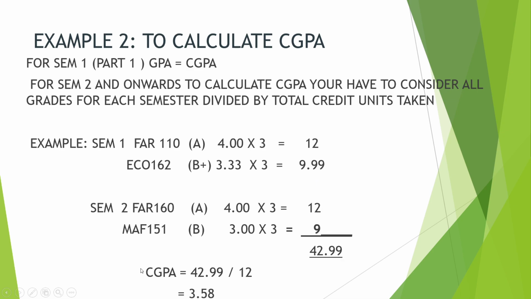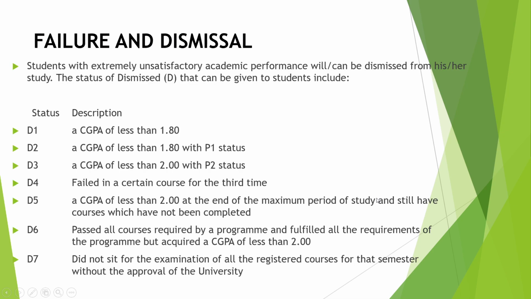So your CGPA is the total credit values 42.99 divided by 12 credit units. How do you get 12 credit units? 6 credit units from semester 1 and another 6 credit units from semester 2. So your CGPA for your second semester is 3.58. So this is how you calculate your CGPA.